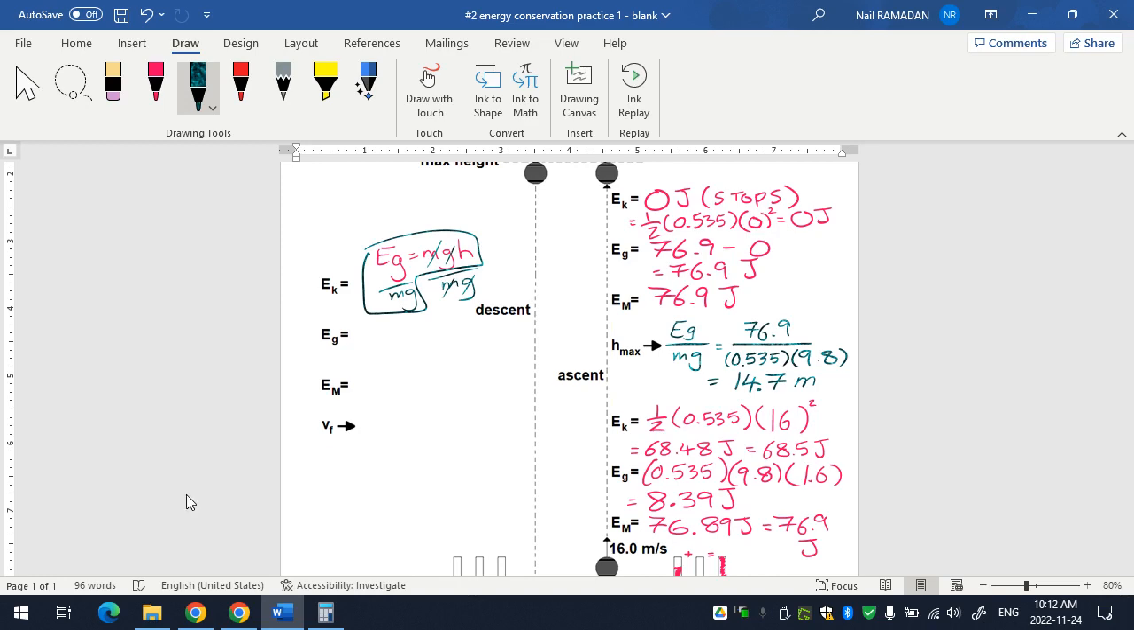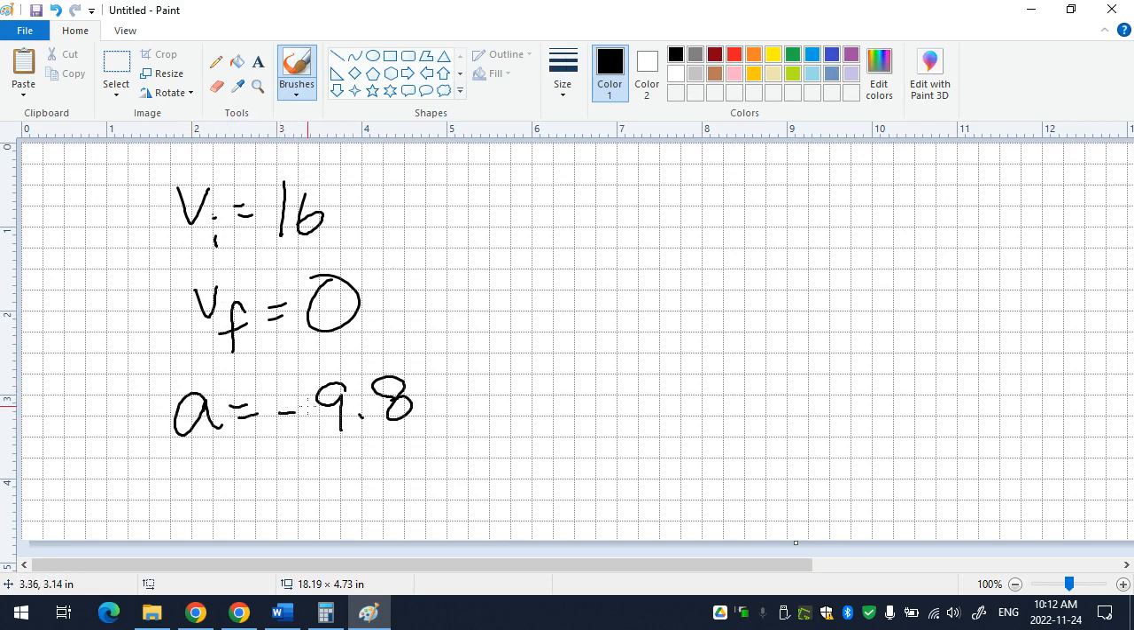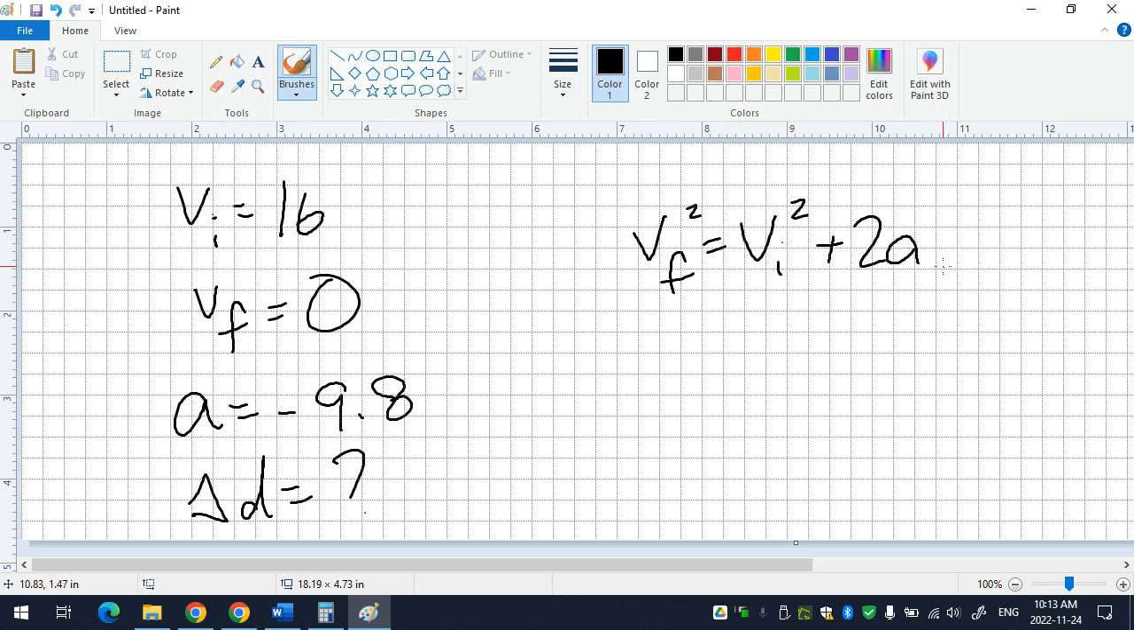Okay, let's do it real quick. So, what information do we have? Vi is 16. Vf is 0. Acceleration is 9.8 with a negative. Do I care for time? Not in this case. I care for the distance. Which equation has no time in it? Vf squared equals Vi squared plus 2a delta d.